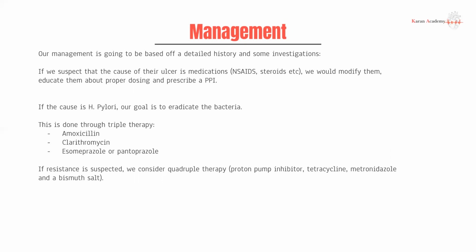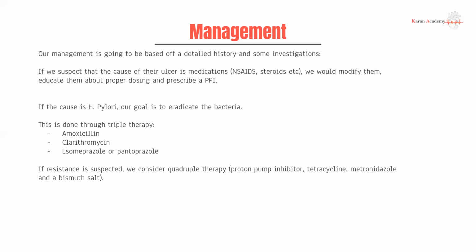Our management is going to be based off our detailed history and the investigations we performed. If we suspect that the ulcer is gastric, and we suspect it is due to medications like NSAIDs or steroids, we would try to modify the steroids or their medications into something that's going to have less of an effect on the gastric mucosa and provide medications that are less irritating. And if we can't do that, we would always prescribe a PPI to go with that to reduce the level of acid secretion.